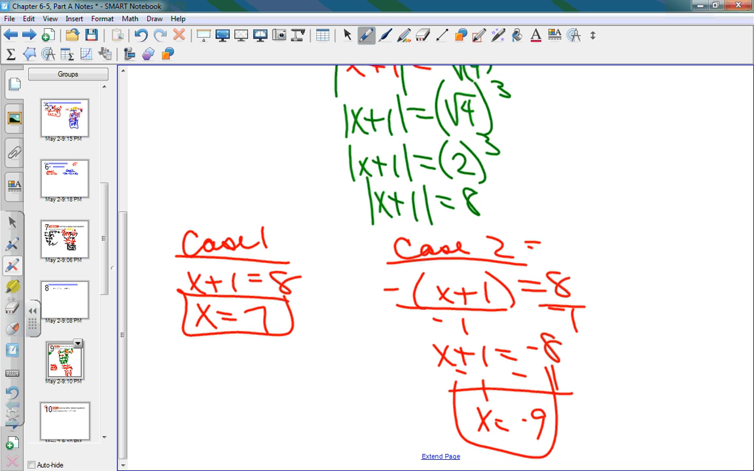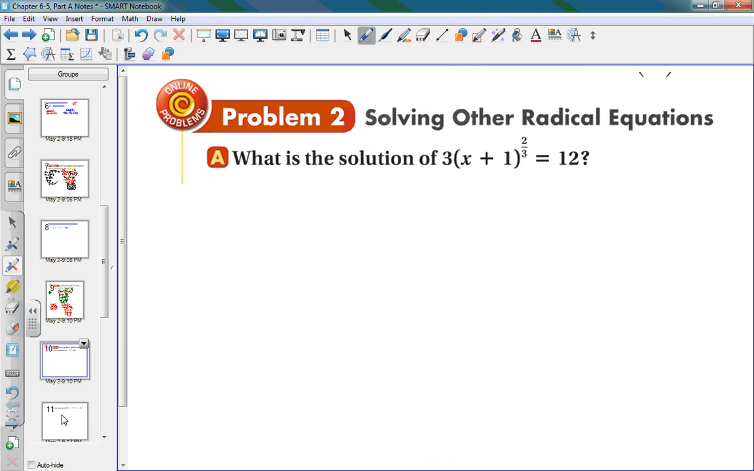Funny story though. What do I have to check? I gotta plug and chug not once, but twice. Anybody can plug and chug, right? So we're gonna check these to make sure that they work. So I have 3 times, what was my first answer?